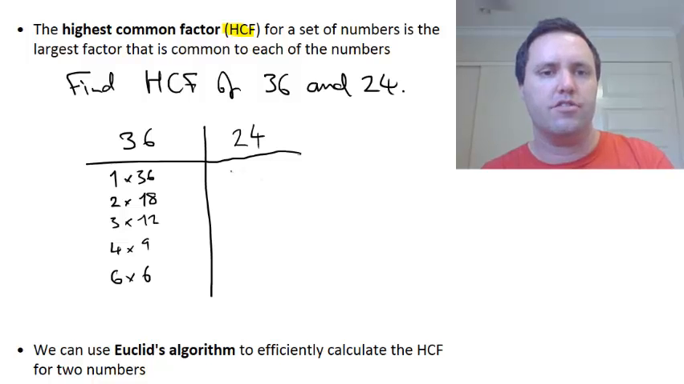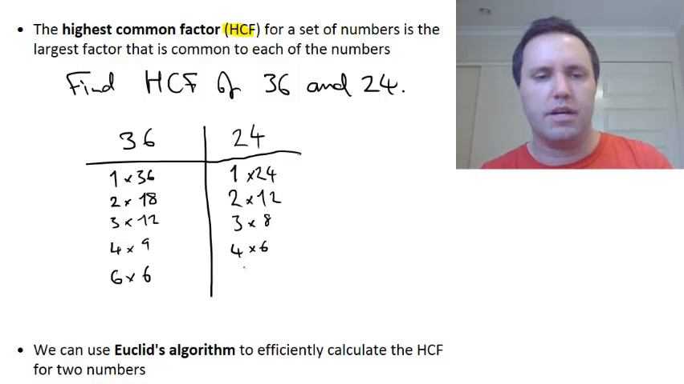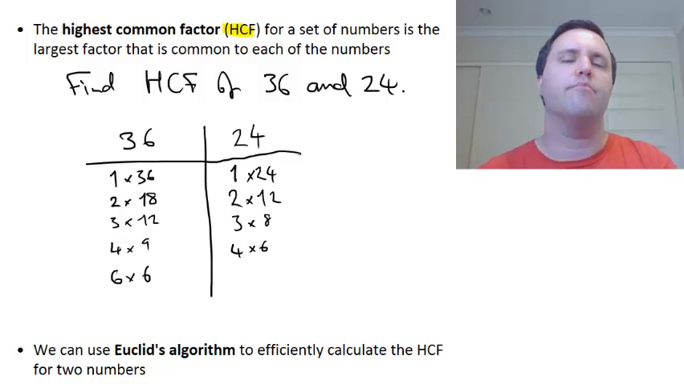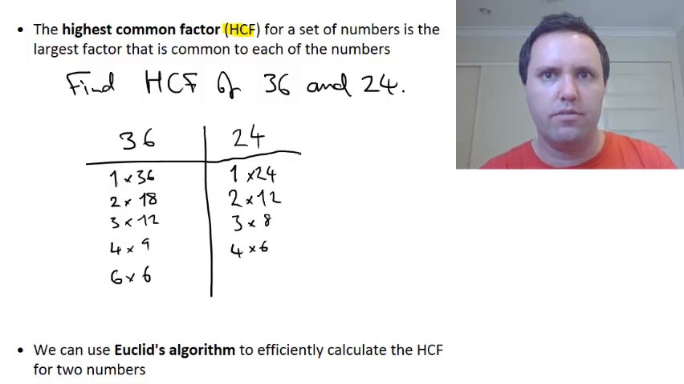Now let's do our factors for 24. 1 times 24, 2 times 12, 3 times 8, 4 times 6, then 5 doesn't work, 6, we're back to 6 times 4, etc. Okay, so we've listed out the complete set of factors for each number. Now we can circle, or at least underline maybe, every single common factor.